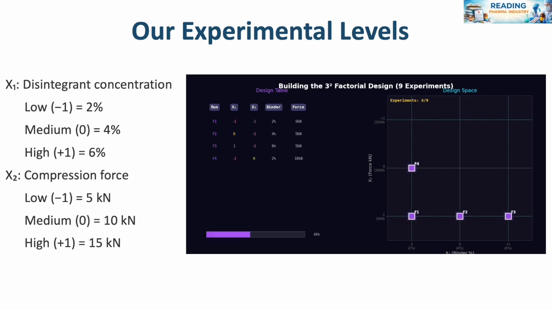So x1 is disintegrant amount, and x2 is the compression force. As you can see in this diagram on the right, there are three levels that have been selected: low, medium, and high. We said it's very important that you choose those levels at equal intervals. Here we chose 2, 4, and 6, so there is a 2% increment. Likewise for compression force, we chose 5, 10, 15. We can change this to a standard system of -1, 0, and 1. So basically, we just put everything on the same scale.